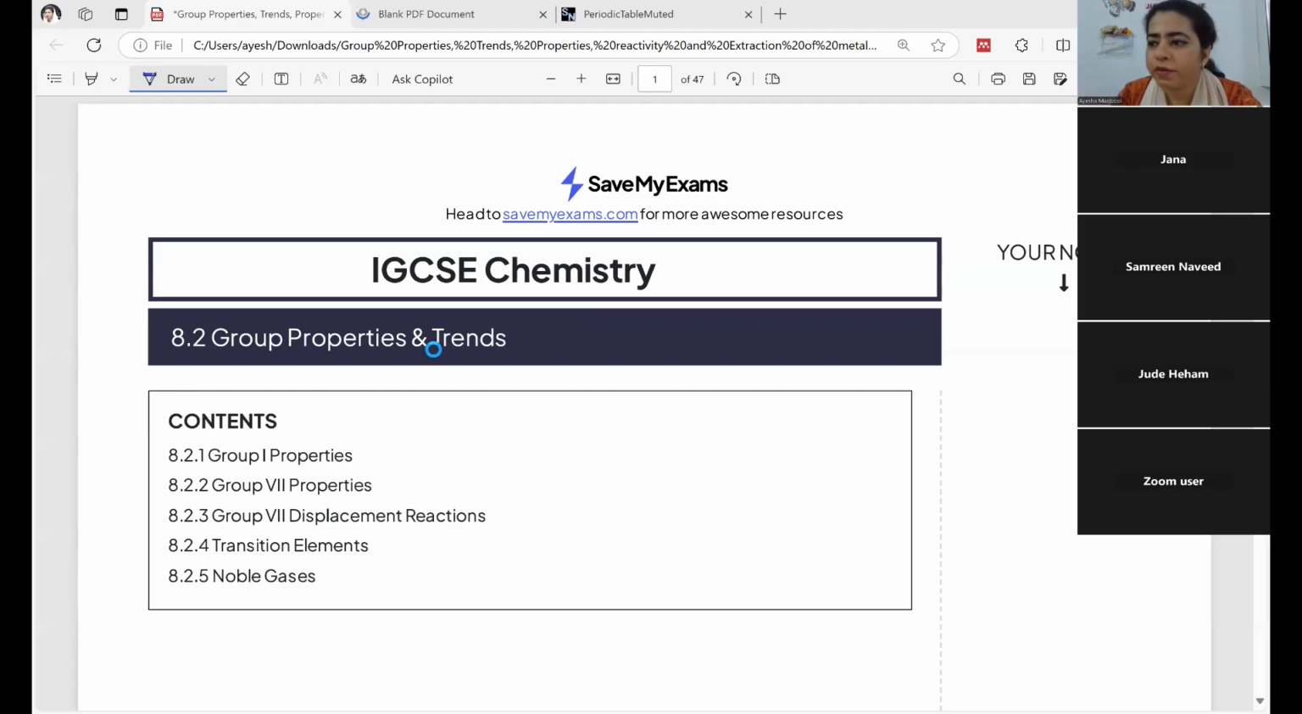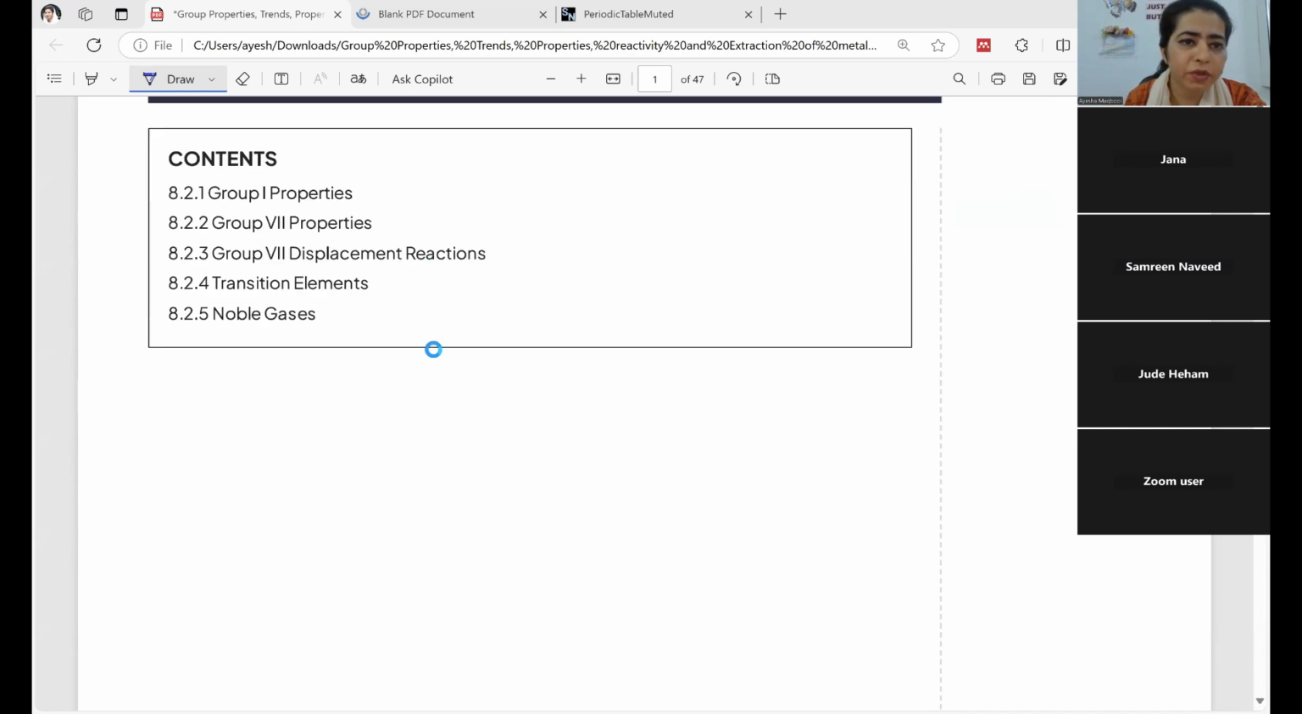So we are going to discuss in today's lesson about Group 1, Group 7, some transition elements and noble gases and their properties. Okay. So we have had a little discussion already about Group 1 and Group 7, how they react, how many outer electrons they have. But today we are going to see some more properties and which types of reactions they can show. Okay. So let's continue with Group 1.